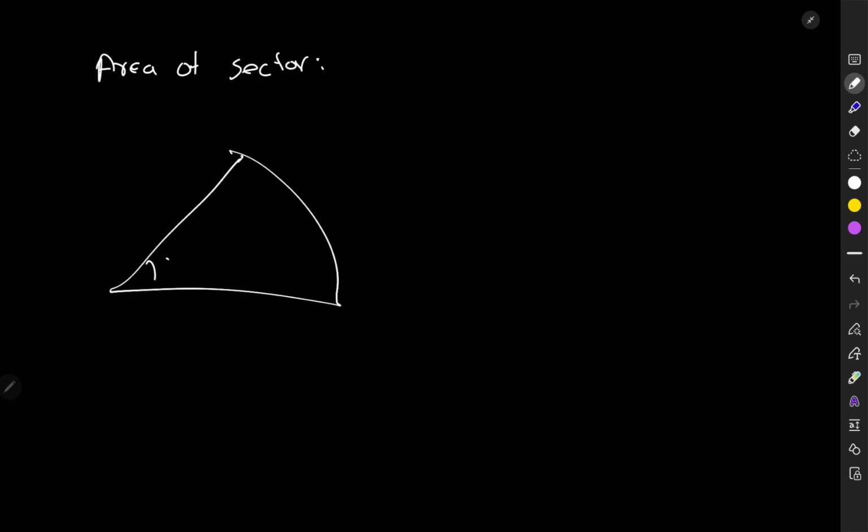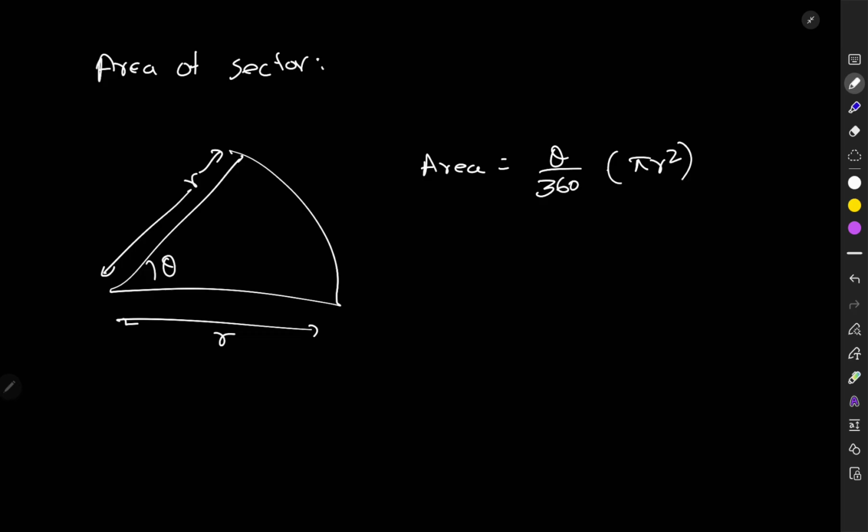I think let's not waste more time on this. So area of sector. Let's say a sector is like this and theta is the angle, and this distance is basically r. So we call it the radius in this case also. So if you want to find the area, it's simply theta by 360 pi r square, where theta is in degrees. When theta is in degrees, you use this formula. Fine.